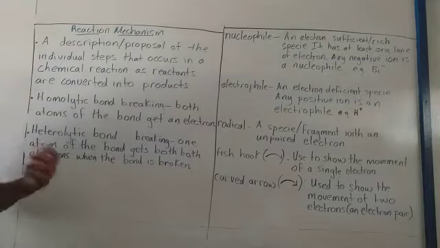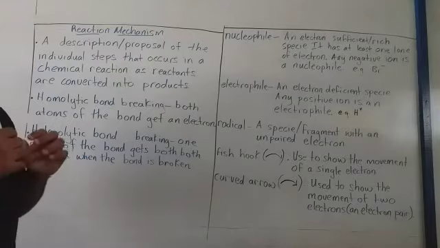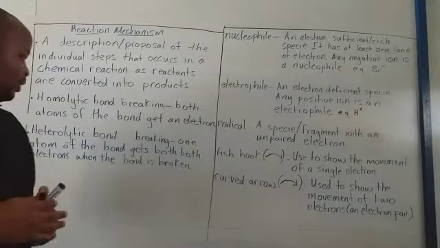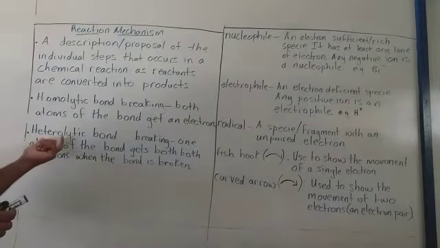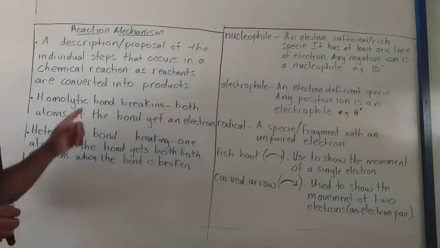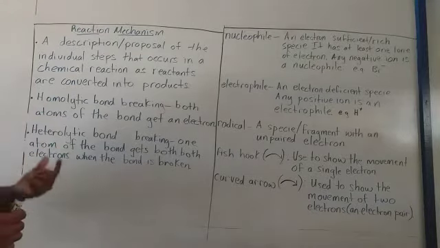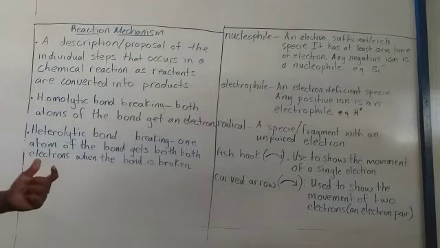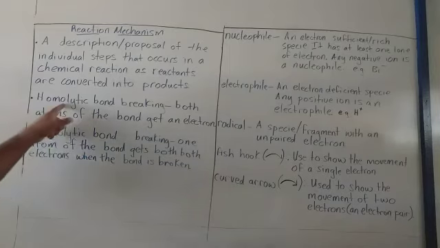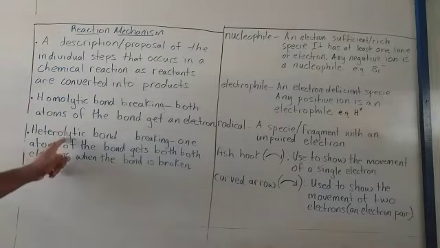homolytically or heterolytically. So in homolytic bond breaking, when the bond breaks, each atom gets one electron. If it's heterolytic, one atom will get both of the electrons. So in homolytic, both atoms get one electron. In heterolytic bond breaking, one atom gets both of the electrons. Each atom gets one electron, one atom gets both electrons.